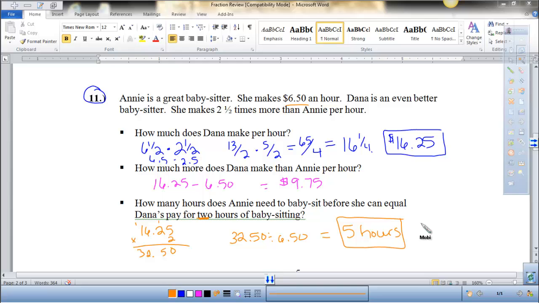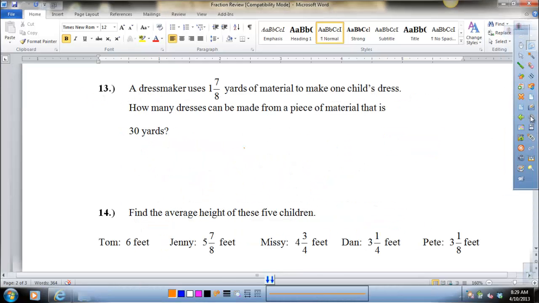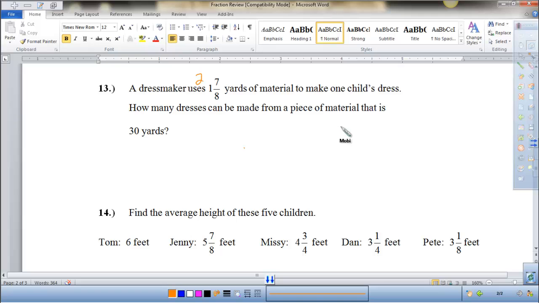Next I will do number 13. The next problem I want to help you with is number 13, and sometimes it's easier if you make it whole numbers just to estimate first. In this case it says a dressmaker uses 1 7/8 yards of material to make one dress. How many dresses could she make if she had 30 yards? Well, this is close to 2 yards of material. So if I had 30 yards, I would do 30 divided by 2 and get around 15 dresses. So I know my answer should be somewhere around 15.